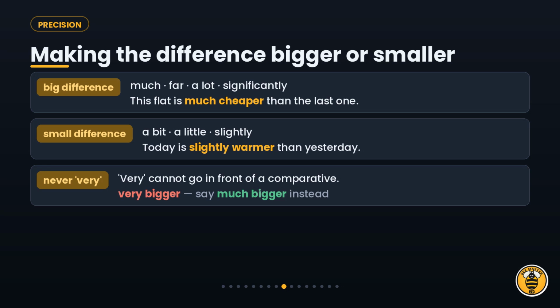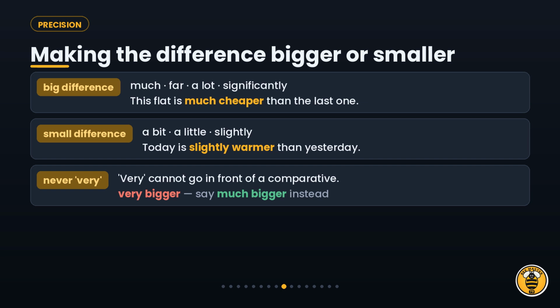You can also control how big the difference is, and this is what separates a basic sentence from a natural one. To show a big difference, put much, far, a lot, or significantly in front of the comparative. This flat is much cheaper than the last one. The second option is far better.